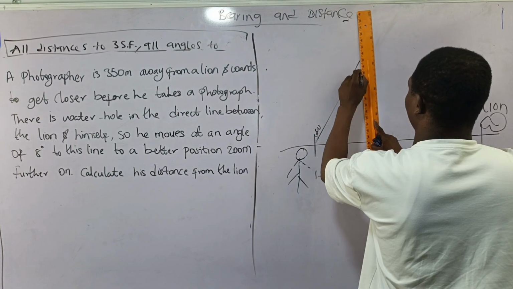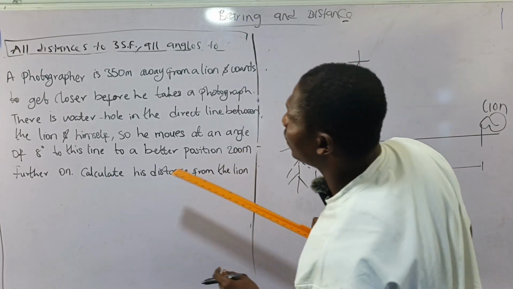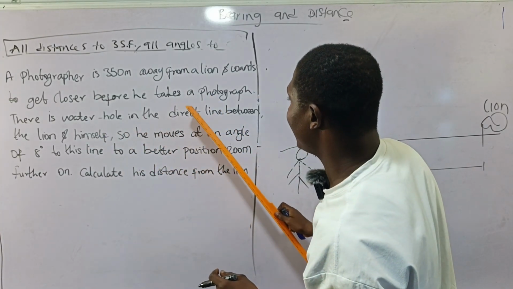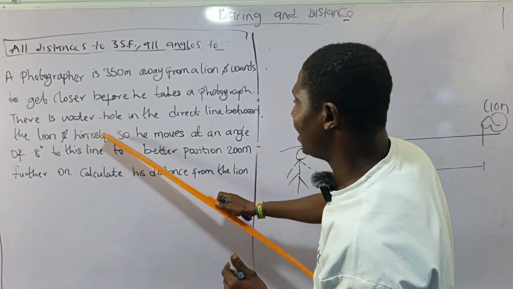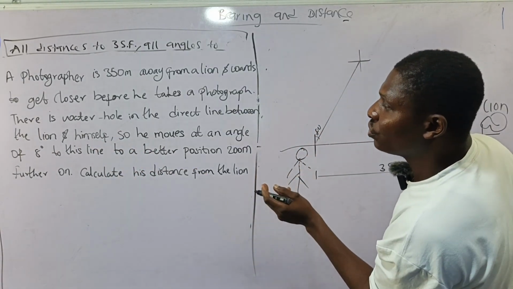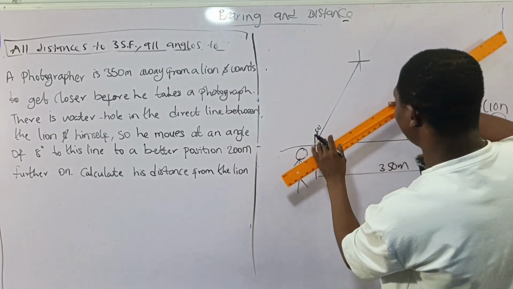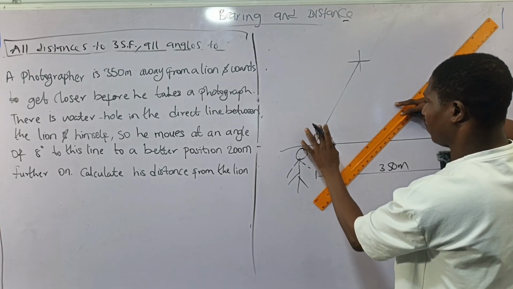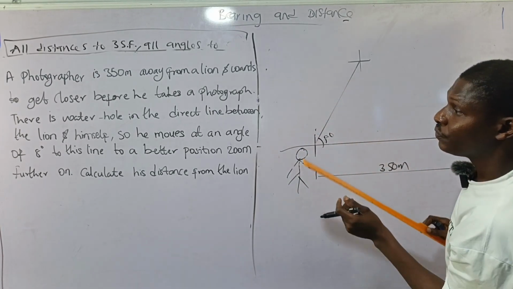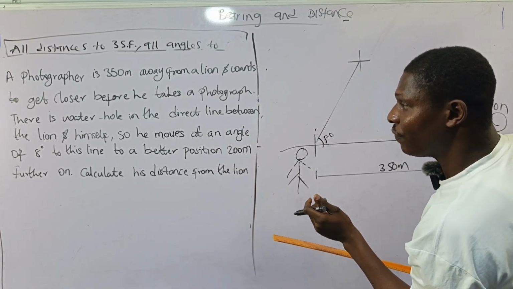Remember, what did he say? To get closer before it takes a photograph. There was a water hole in the direct line between the lion and himself. So it makes an angle of 8 degrees. This is the 8 degrees to the line to a better position. To the line, the 8 degrees now happens to be here. 8 degrees to the line to make a better position 200 meters further on.